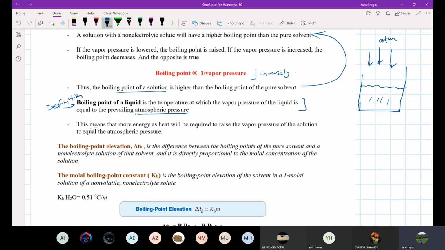What does this mean? This means that more energy as heat will be required to raise the vapor pressure of the solution to equal the atmospheric pressure.